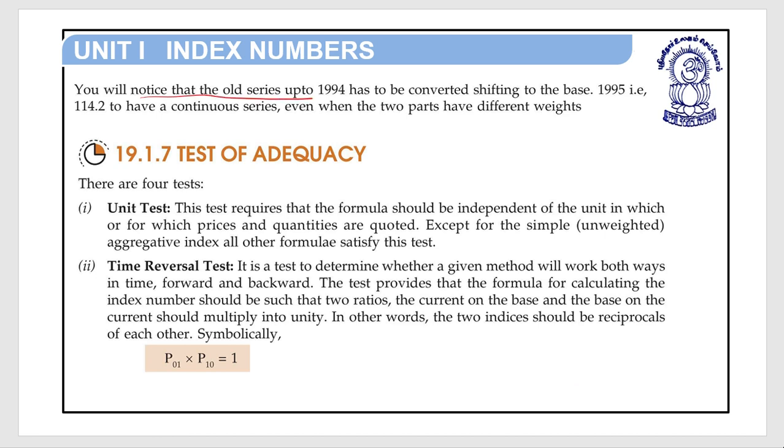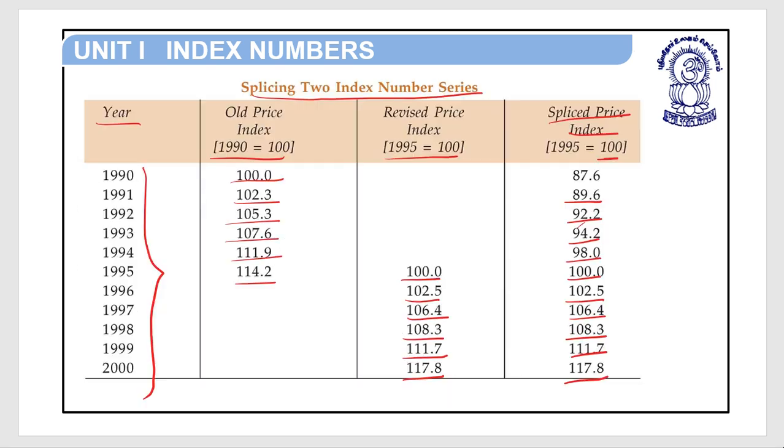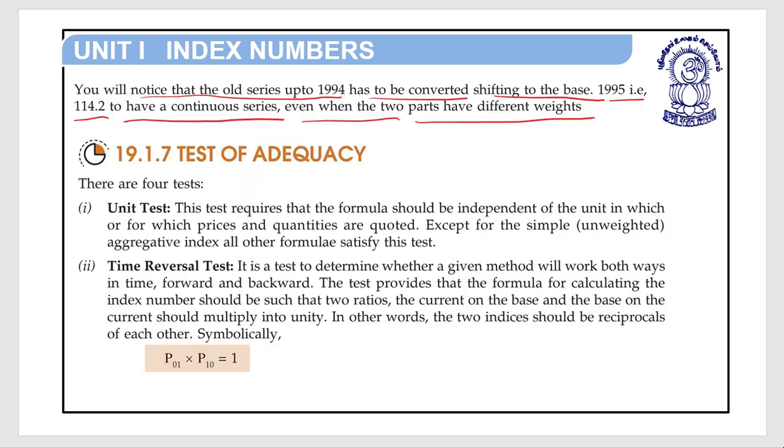You will notice that the old series up to 1994 has to be converted, shifting to the base 1995, so 114.2 becomes the link, to have a continuous series even when the two parts have different weights. These two parts have different weights, so the spliced price index continues. Okay.